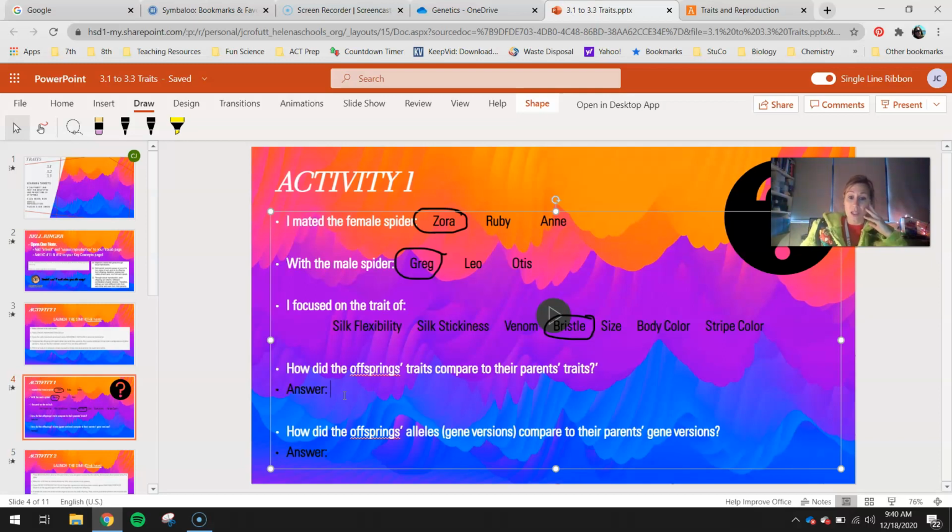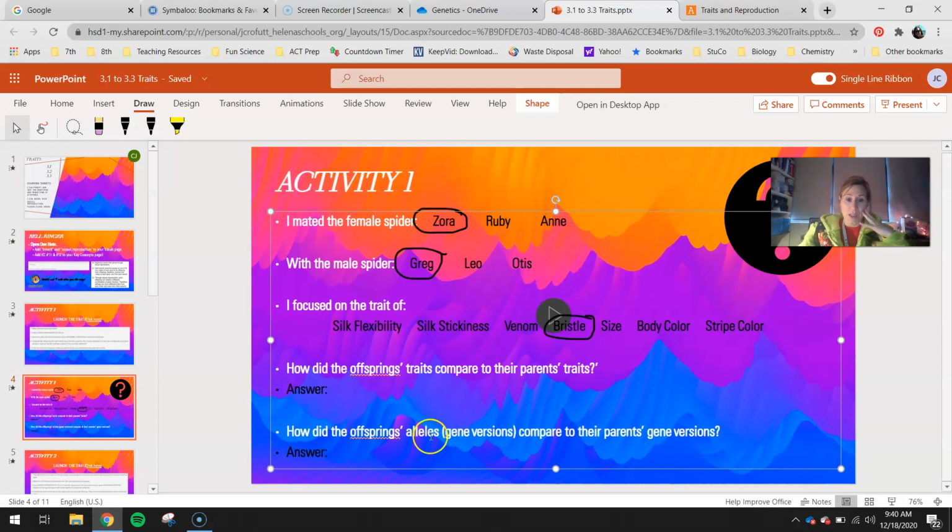Okay, how did the offspring's alleles compare? Oh, excuse me, that was the question for this one right here. This one said, how do the offspring compare to their parents' traits? So yeah, that was the same, sorry. So you would say it was different, right? Neither of the parents had sparse, they were different than both of the parents.